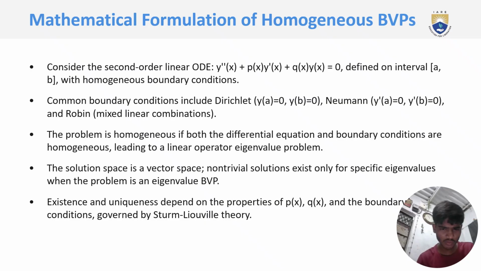The problem is homogeneous if both the differential equation and boundary conditions are homogeneous, leading to a linear operator eigenvalue problem. The solution space is a vector space. Non-trivial solutions exist only for specific eigenvalues when the problem is an eigenvalue problem. Existence and uniqueness depend on the properties of p of x, q of x, and the boundary conditions.